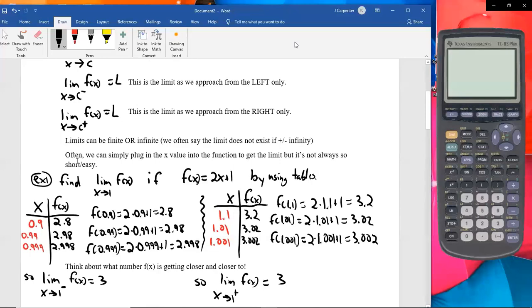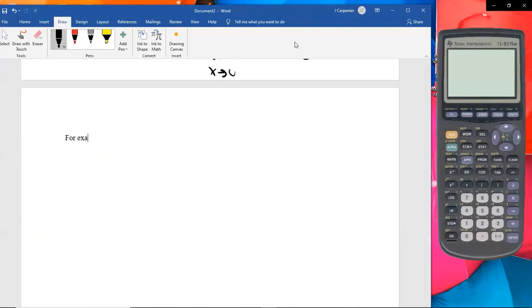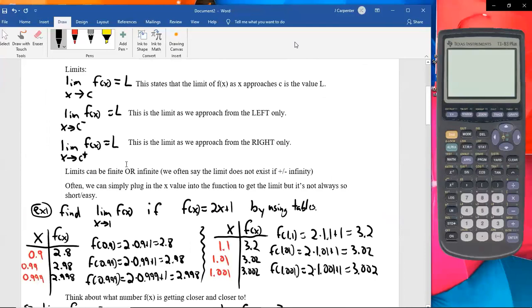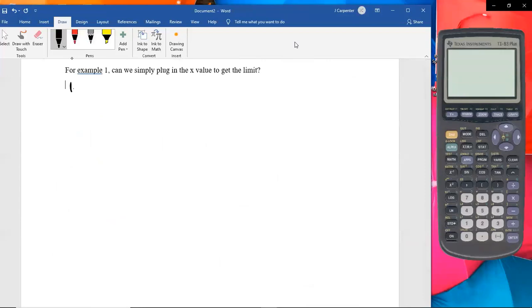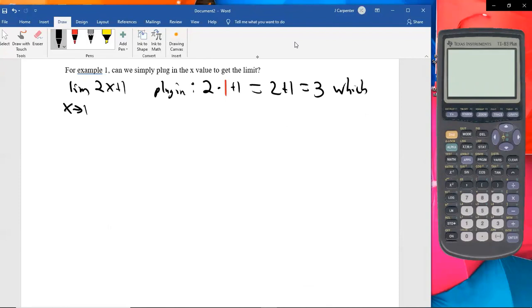So let's go back to this problem, the 2x plus 1. So let's do the algebra version. For example 1, can we simply plug in the x value to get the limit? So the limit is we are approaching 1, I believe, right? Yes. So we had the limit as x approaches 1 of the function 2x plus 1. Well, let's just plug it in. We get 2 times 1, plus 1, which is 2 plus 1, and that's 3, which was the limit.